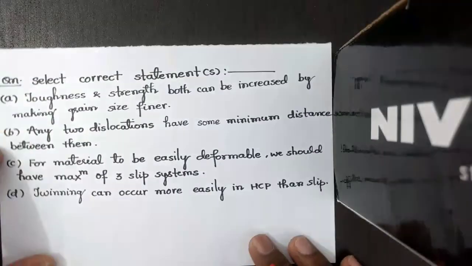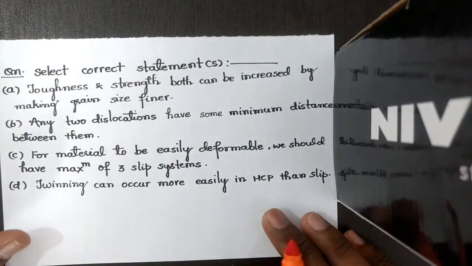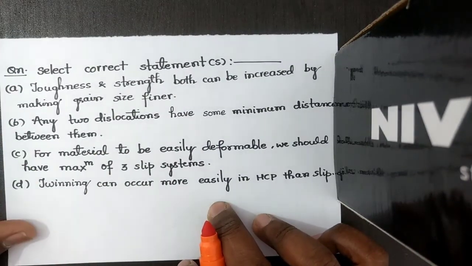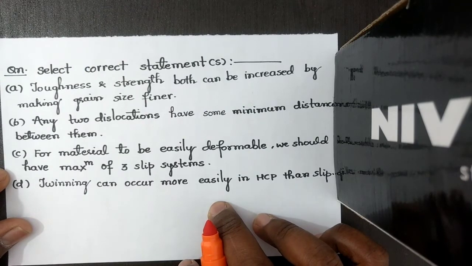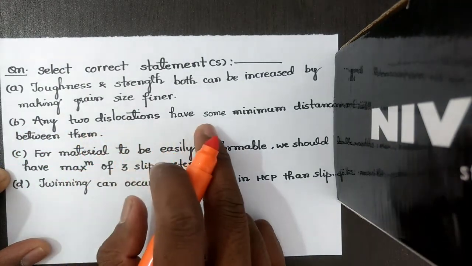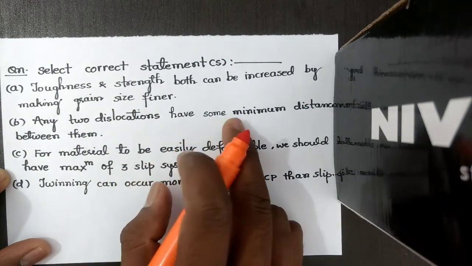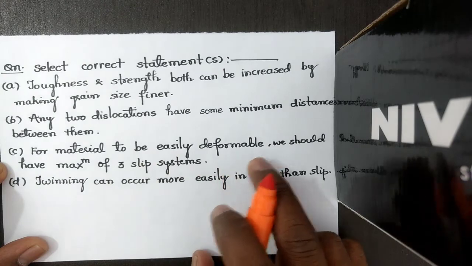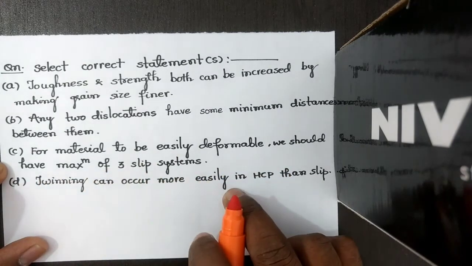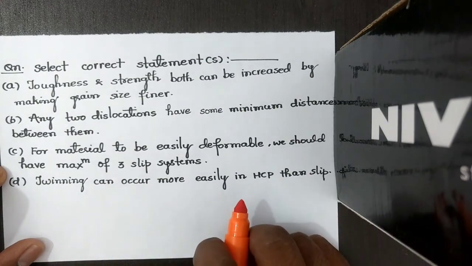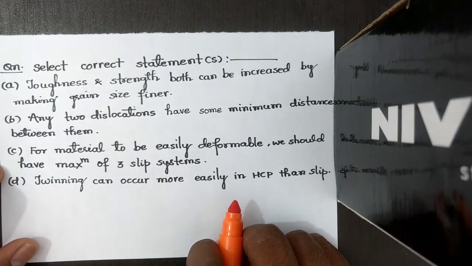Now we have a simple question for you. You have to select the correct statement out of these four. The first is that toughness and strength both can be increased by making grain size finer. The second option is that any two dislocations have some minimum distance between them. The third option is that for materials to be easily deformable, we should have a maximum of 3 slip systems, and twinning can occur more easily in HCP than slip.